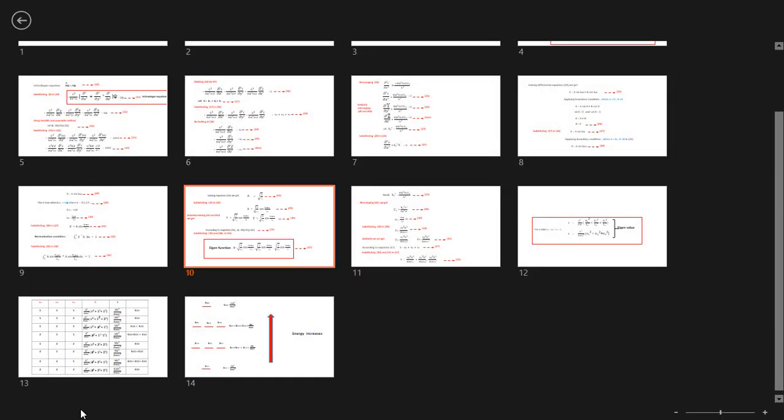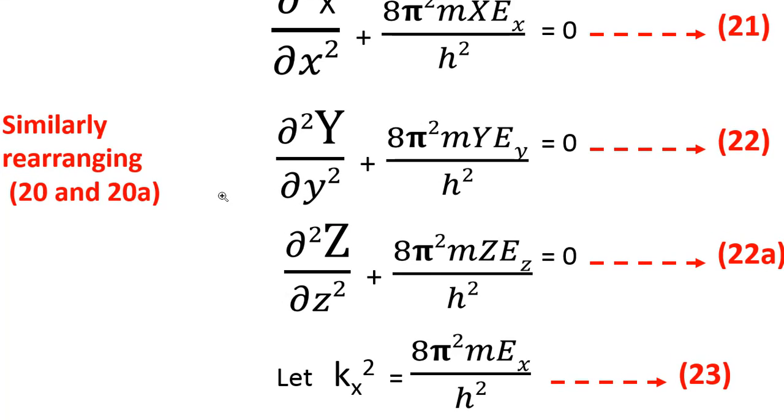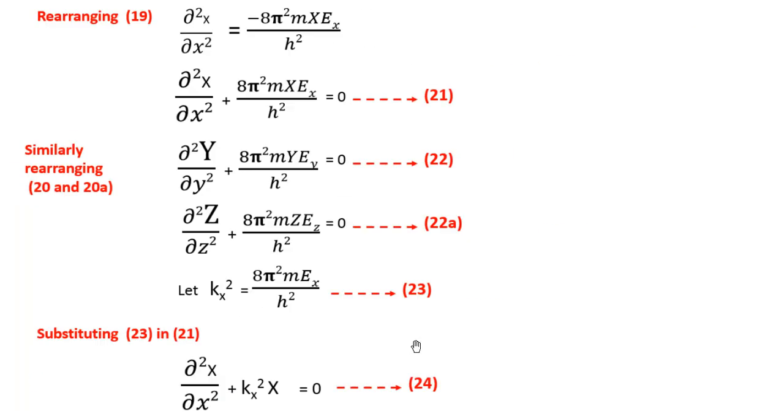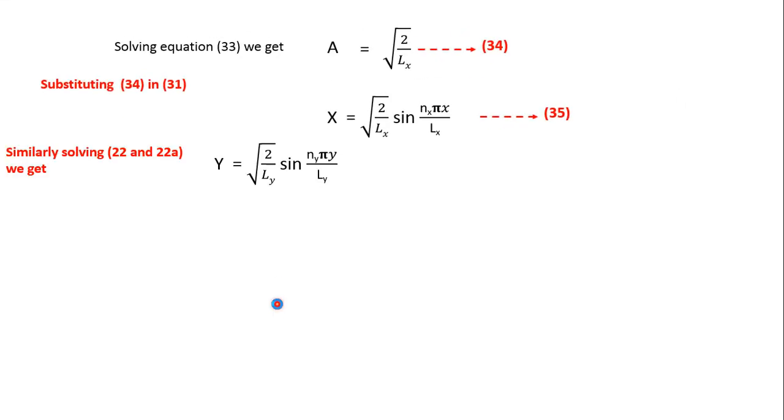Now if we solve the other two equations as well, one depending only on y and the other depending only on z, and do the subsequent normalization, this will become ky square, this will become Ey, and here you will get kz square, and this will become Ez. Solving for the values of X, Y and Z, we get similar equations: Y is equal to root 2 by Ly sin ny pi y by Ly, and Z is equal to root 2 by Lz sin nz pi z by Lz.